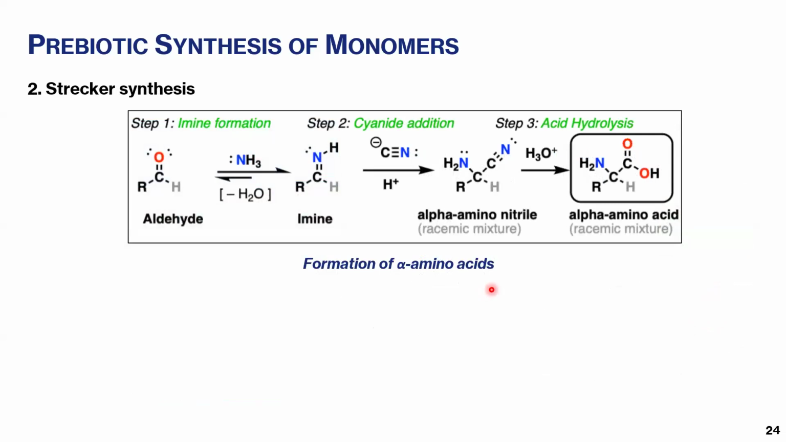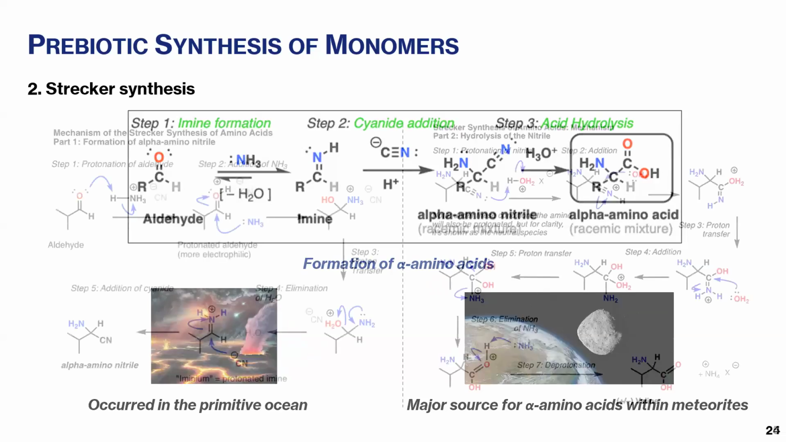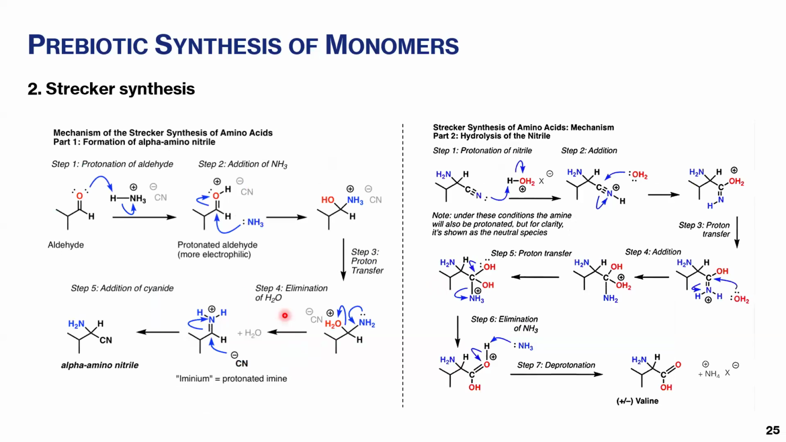And then the Strecker synthesis occurs when ammonium, cyanide, and an aldehyde combine to form an alpha amino acid. It begins with condensation of the ammonia and aldehyde to form an imine, which is then attacked by the cyanide anion. The cyano group can then be hydrated, generating a carboxylic acid. The Strecker synthesis has been perceived to have occurred in the primitive ocean and to have been the major source for amino acids within meteorites. So the reaction mechanism includes two parts: formation of alpha amino nitrile and hydrolysis of the nitrile.